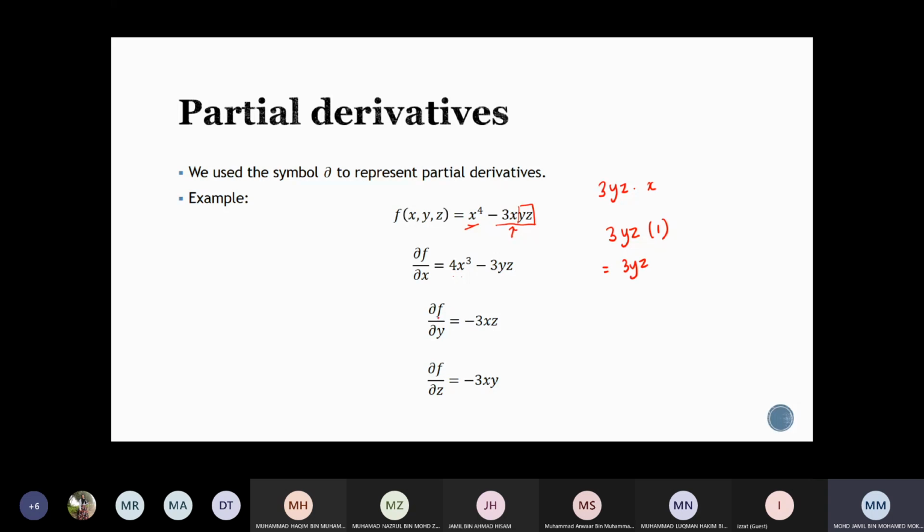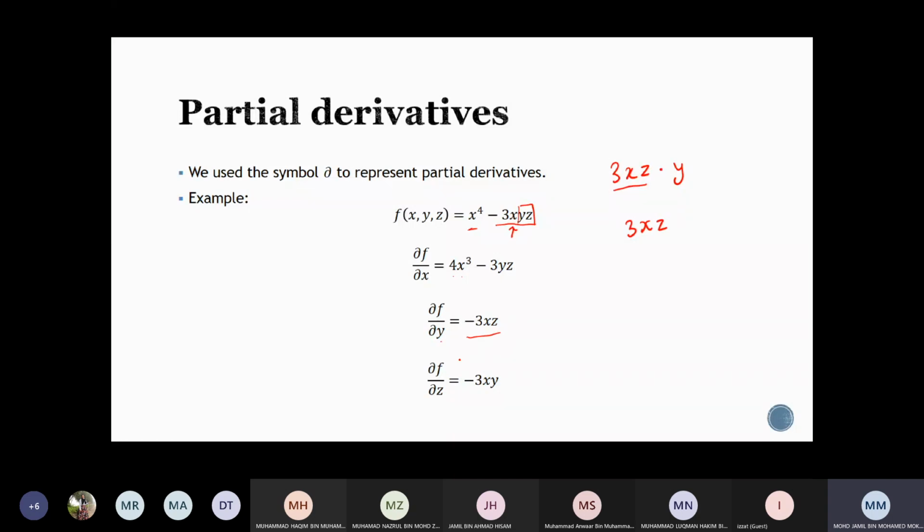Similarly, if you want to find del f del y, or f prime of y, you differentiate only y and treat the other variables as constant. The first term doesn't have any y, so this whole thing is a constant and you get 0. Then minus 3xyz: this is 3xz times y, where the rest are constants, so differentiating gives you 3xz.